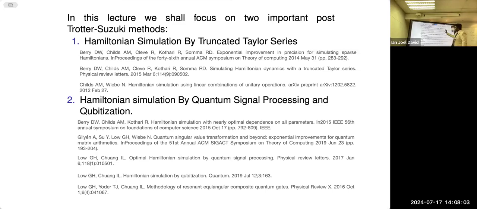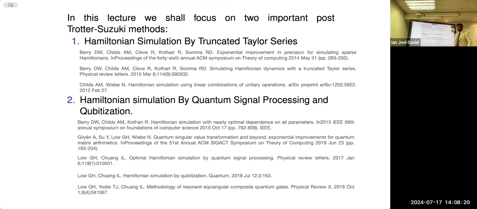So you see the references here on the slide. As I said, this slide is not for now, it's just to give you the references. So when the slides go up online, these are the papers that you want to look at if we're talking about Hamiltonian simulation by truncated series. And these are the papers I used to put together the slides.